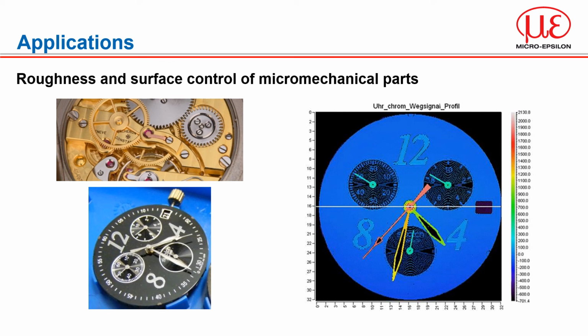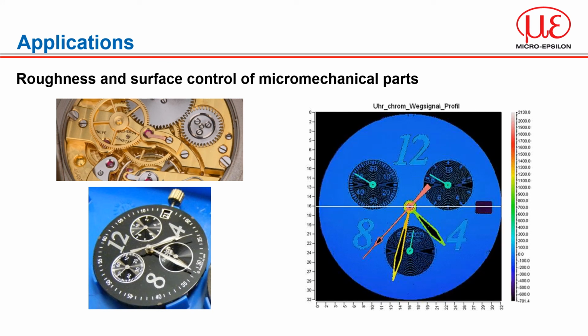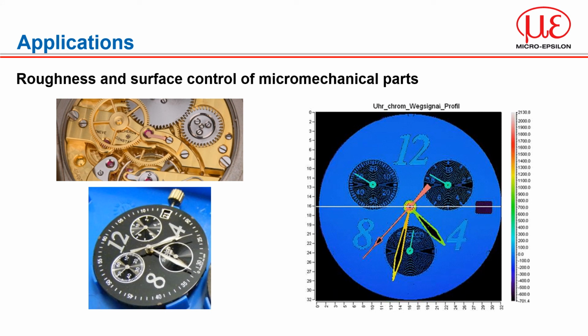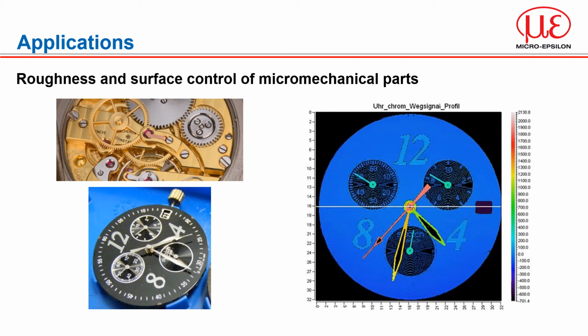Confocal sensors are also being used to check the quality and placement of small micro-mechanical parts where alignment and precision are key to the operation of the devices. Here we check the flatness and alignment of the components and the glass face.